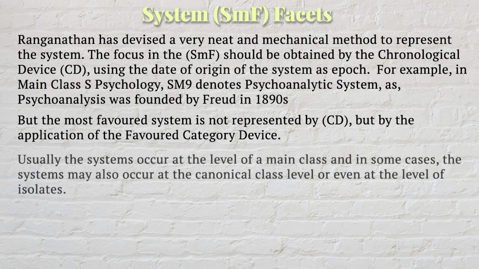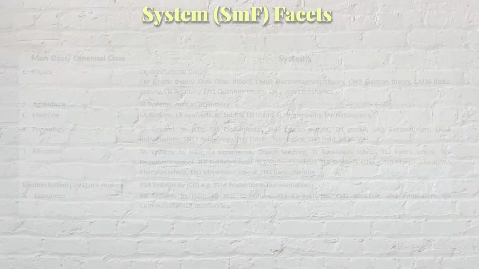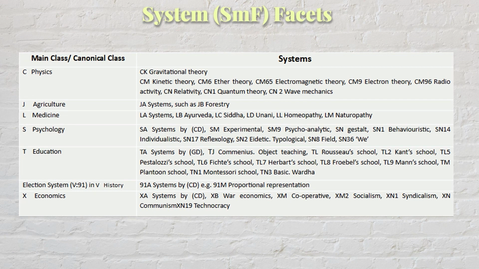Usually, the systems occur at the level of a main class, and in some cases the systems may also occur at the canonical class level or even at the level of isolate. Here we present some of the systems in different main classes or in canonical classes. Such as in physics we get gravitation theory, in agriculture there is forestry, in medicine there is Ayurveda, Siddha, Unani, homeopathy, naturopathy. In psychology we get experimental psychology, psychoanalytic, gestalt, etc.